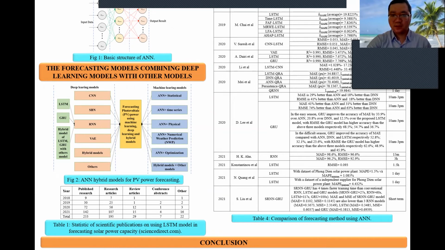In the difficult season, ZRU improves the accuracy of MRE compared with ANN, DNN, and LSTM, respectively 52.8%, 32.1%, and 23.6%. With RMSE, the ZRU model has higher accuracy than the above three models, respectively 62.6%, 48.9%, and 45.9%.